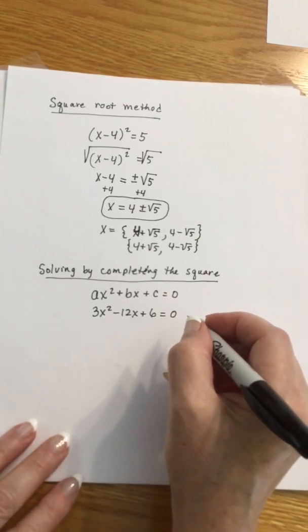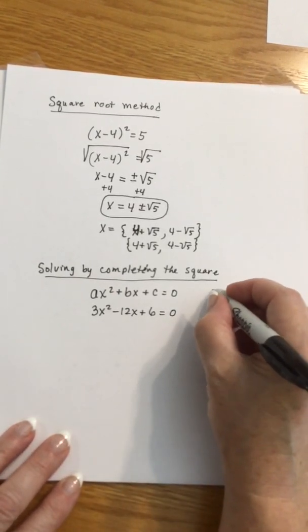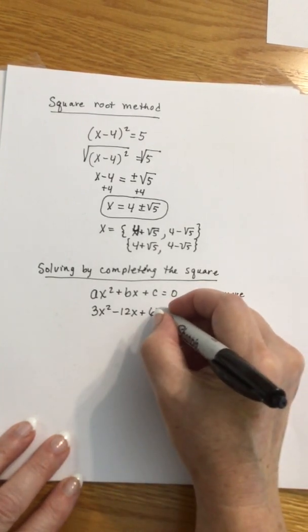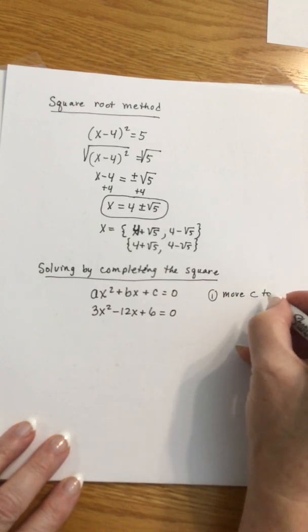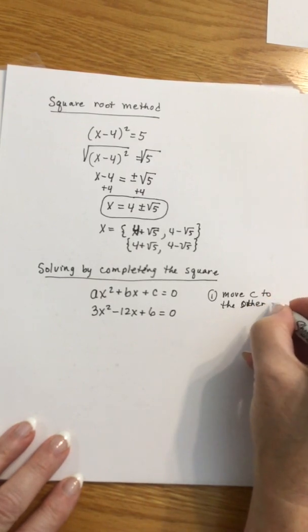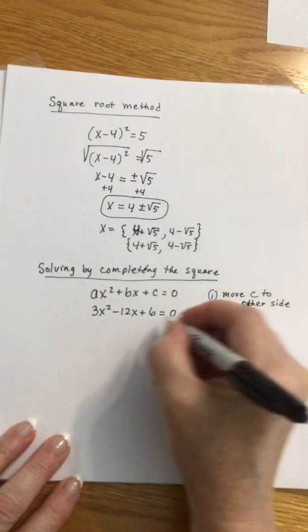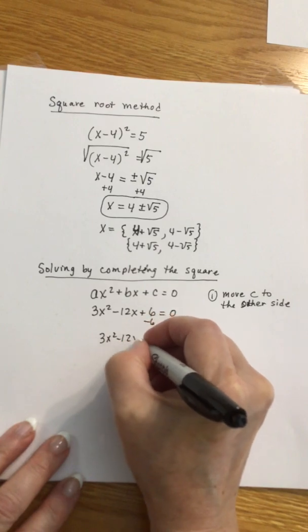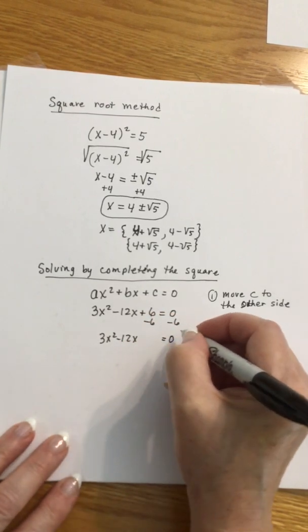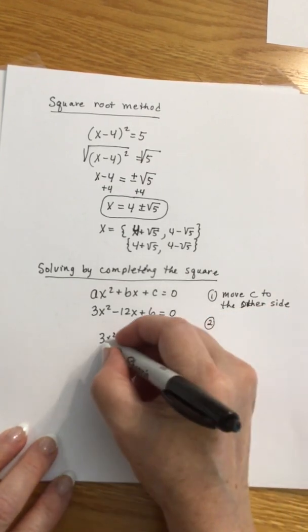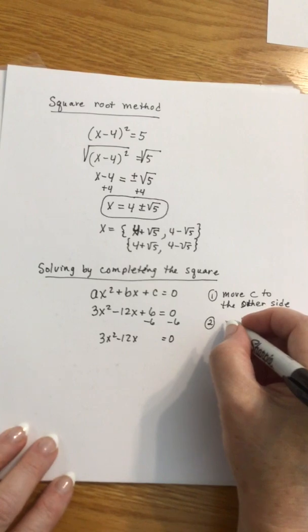So we're going to do the different steps. The first step is to move c to the other side. C is the constant term, so move c to the other side. So minus 6, minus 6. The next thing we're going to do for the second step is to distribute out the a. So we're going to get the a to distribute out.